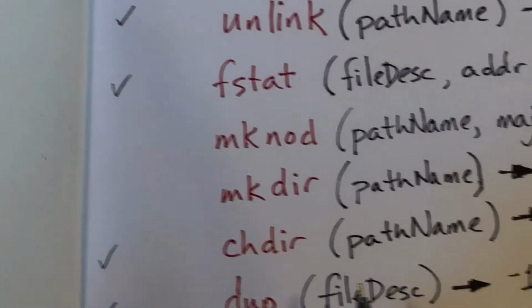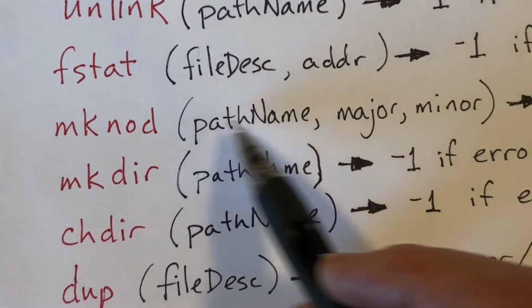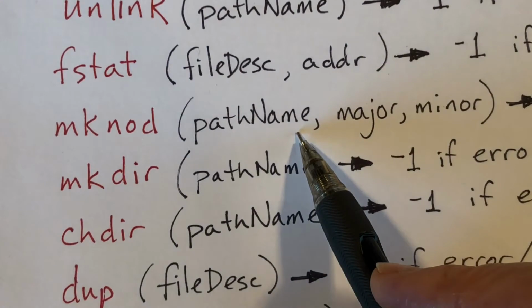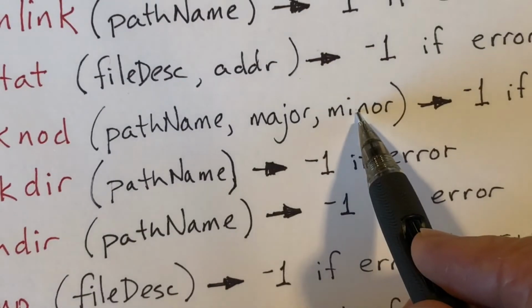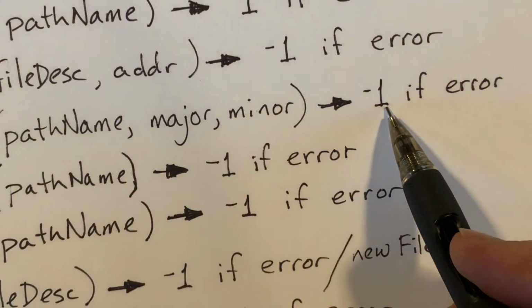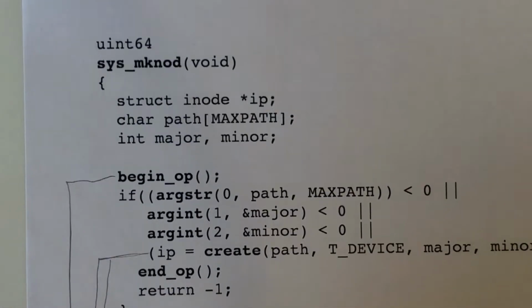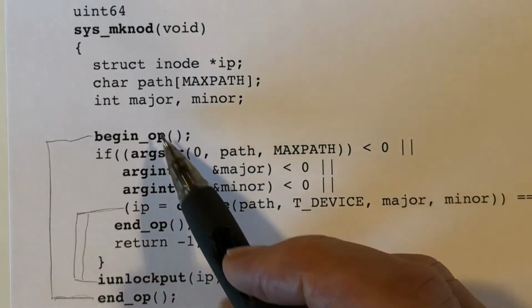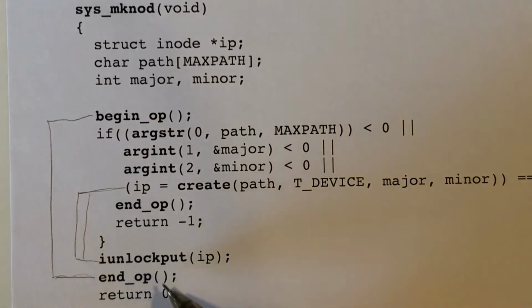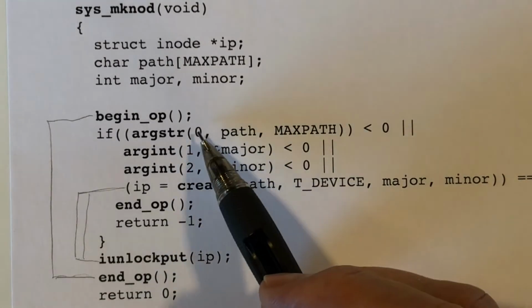Now let's take a look at the make node system call. It's very similar. It's passed a path name and will create a file, but it will create a device file with the given major and minor numbers, returning 0 if everything's okay and -1 otherwise. So here is the code for make node. And it's really quite similar. We have a transaction, and if everything's okay, we return 0. Otherwise, we return -1.